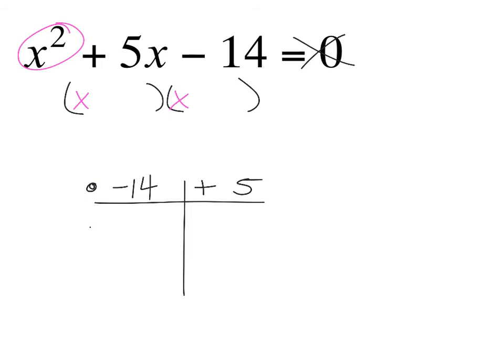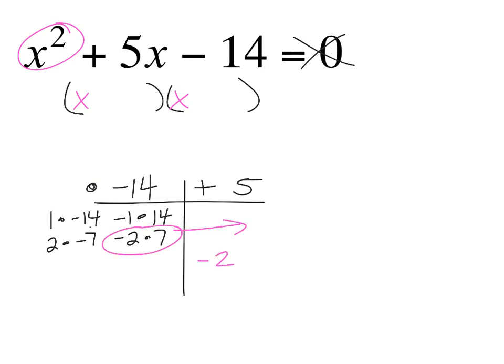So because this is a negative 14, I know that more than likely one of my numbers is going to have to be a positive and one is going to have to be a negative. So it could be either positive 1 and negative 14, or it could be negative 1 and positive 14. Neither of those adds up to 5. I could do positive 2 and negative 7, or I could do negative 2 times positive 7, and then, yay, there we go, right there. Those are my two that are also going to add up to 5.